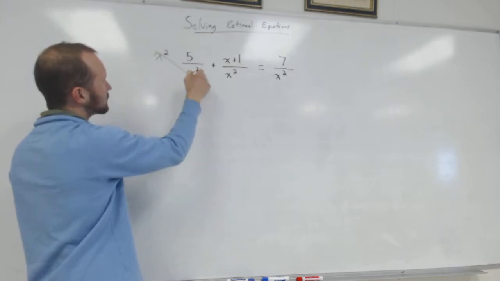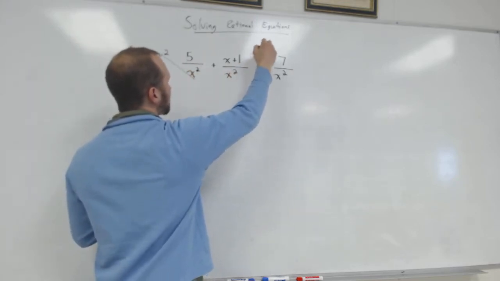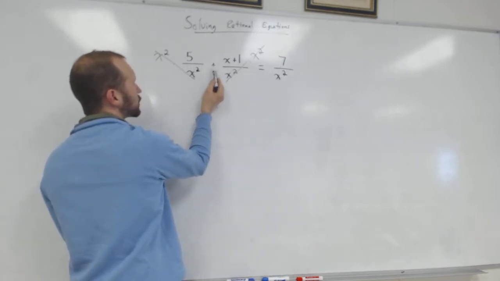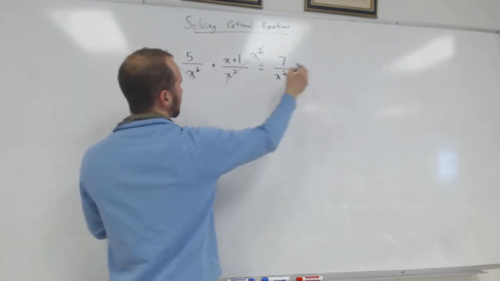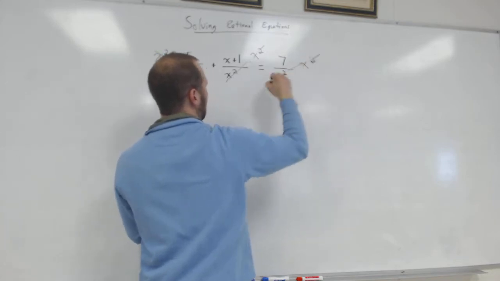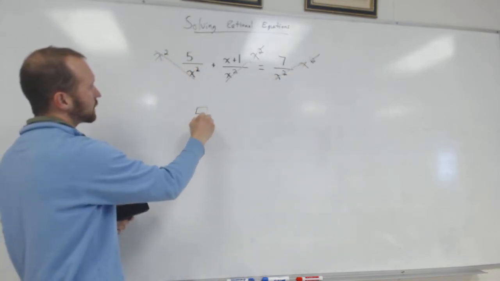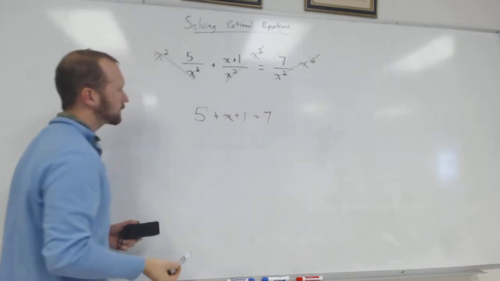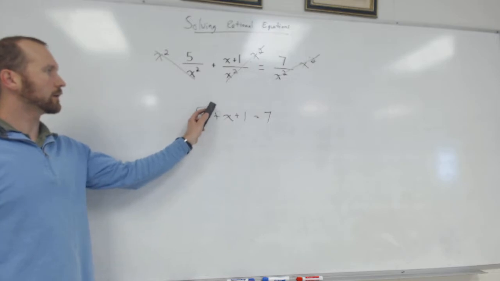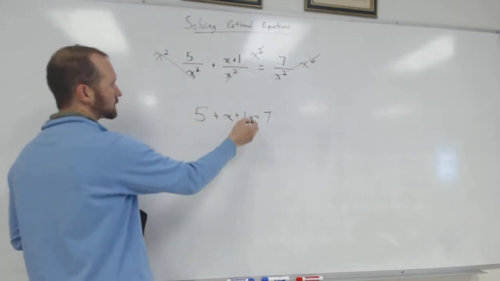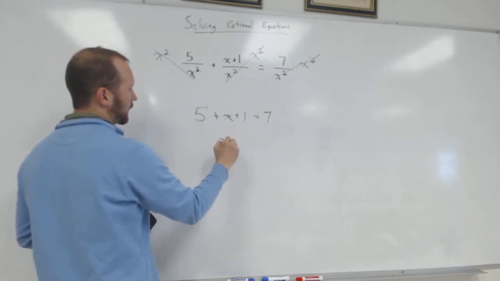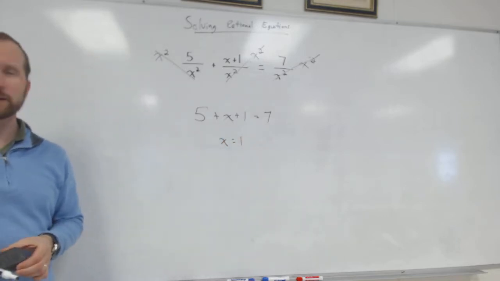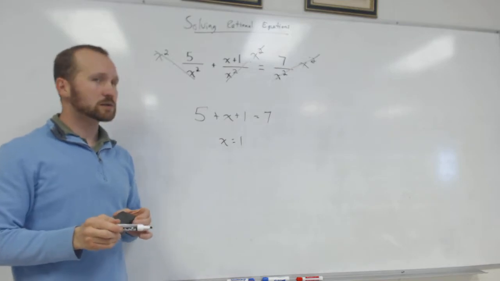And that's going to cancel. Now remember, you're going to multiply every single fraction. Each term gets multiplied by x squared. So then that just becomes 5 plus x plus 1 equals 7. So x plus 6 equals 7. I could subtract off the 6. X would equal 1.